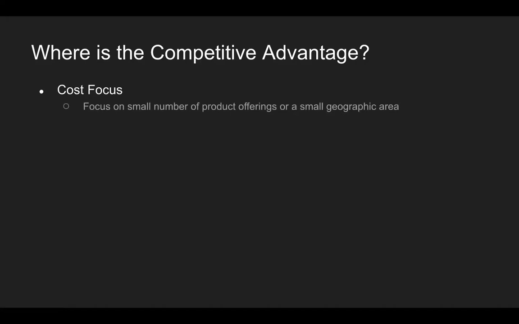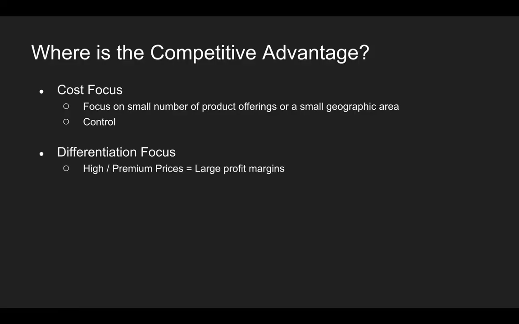Cost focus. Well, we're now focusing on cost, but we're looking at a small market segment, small geographic areas, maybe a small focus. This gives me control as a business. It's not one of those situations where it gets confusing, hard to coordinate, hard to control. So this will give me a little bit more control while also trying to drive down costs. Differentiation focus is our typical niche market. Think of high premium prices with large profit margins, still with control because it's a small market, but also think of that perception of quality where I can have that high price.